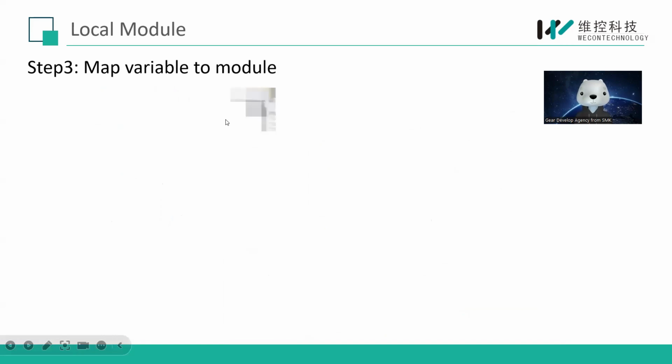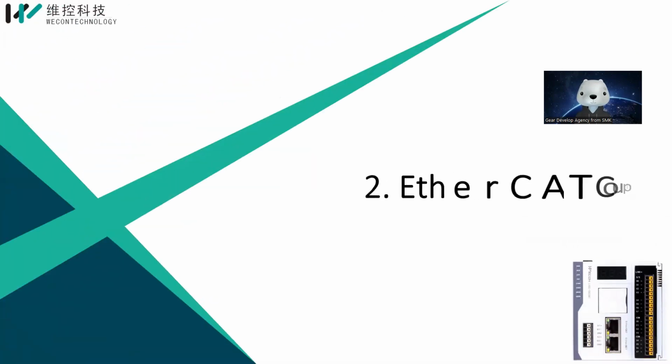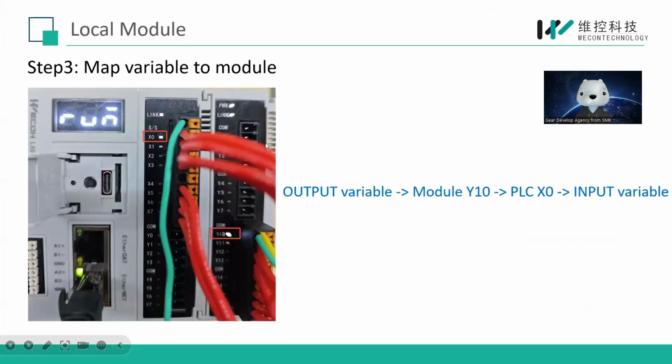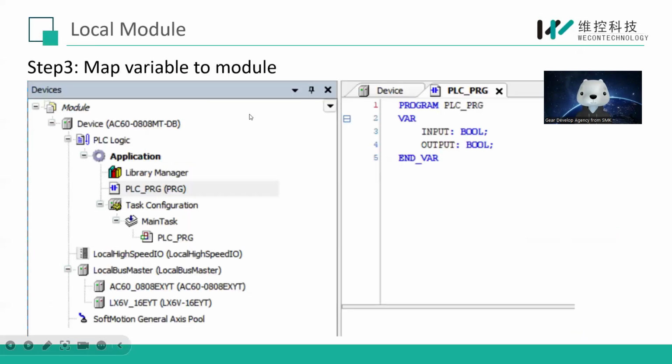Okay, and this is the picture. Here, the output variable is mapped to module Y10, and module Y10 is connected to X0, and X0 is mapped to the input variable. So when we turn on the output variable, we can see the input variable will also turn on. This is the relationship between them. Okay, so this is the usage and the configuration of the local modules.